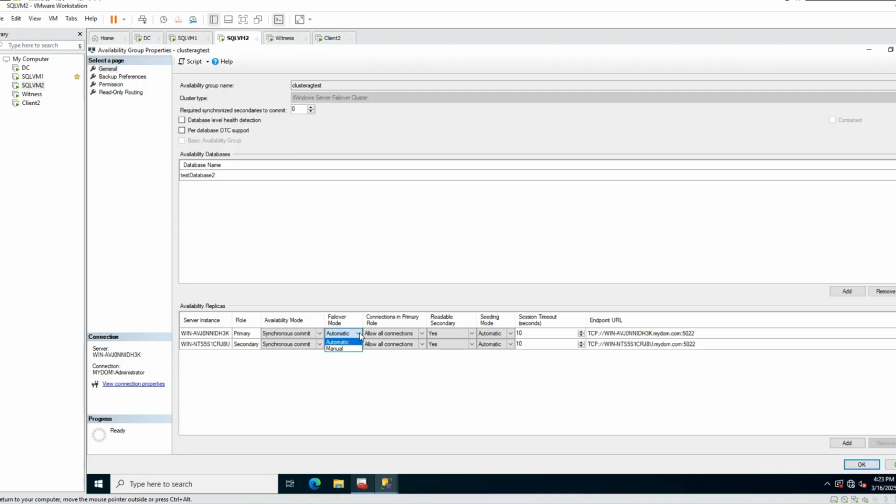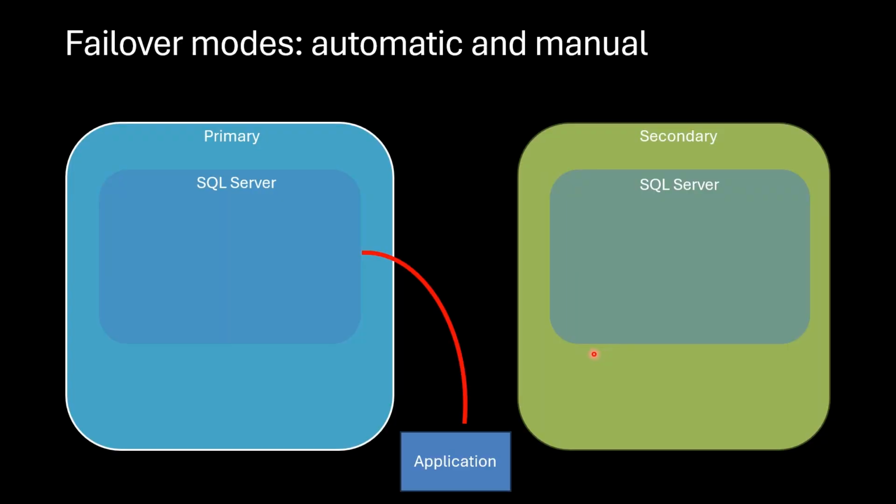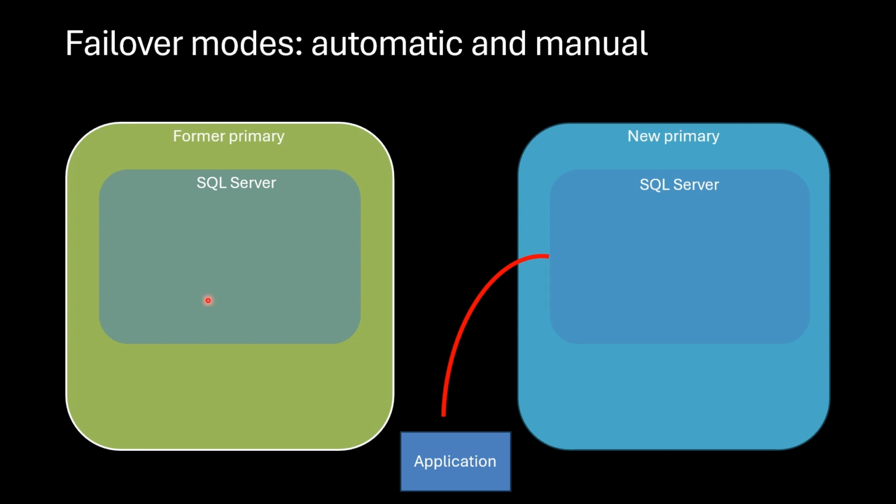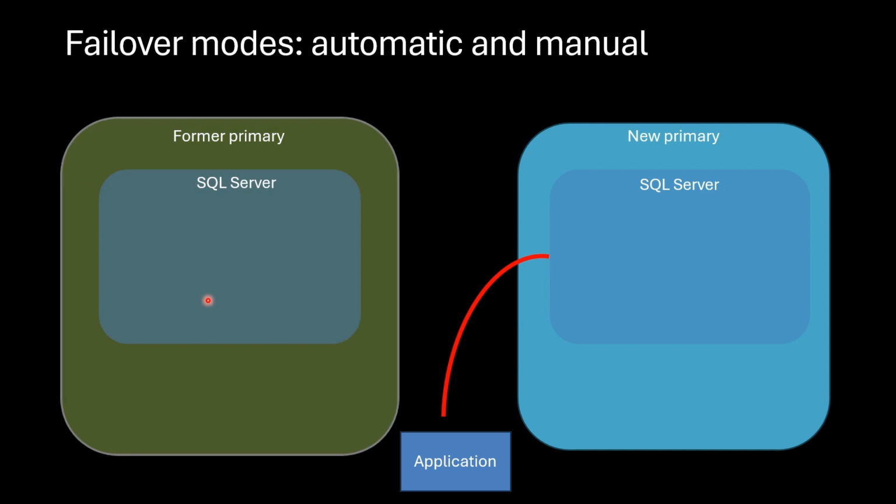Okay, regarding failover modes, it is very much simple. If you configured automatic failover, when primary goes down because of some outage, secondary becomes primary automatically. And application connections will be directed to this new primary, okay? If it is manual, this kind of automatic failover does not happen.